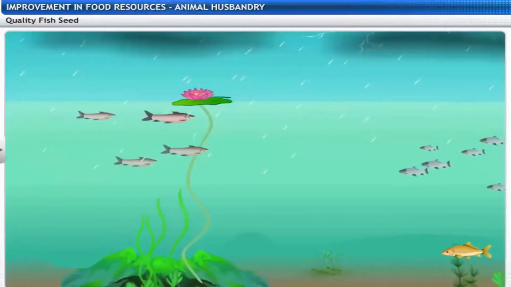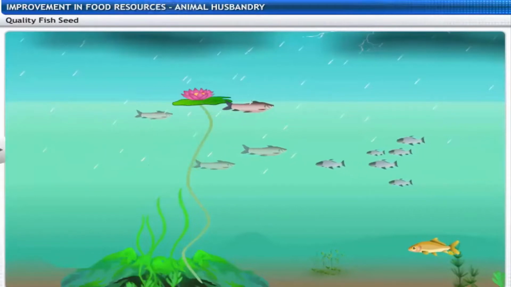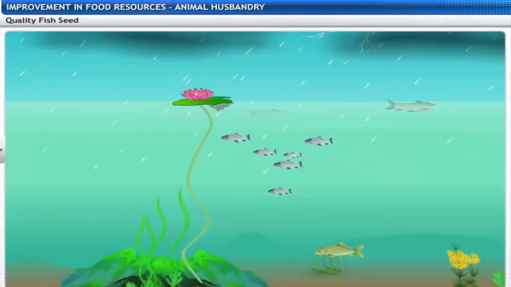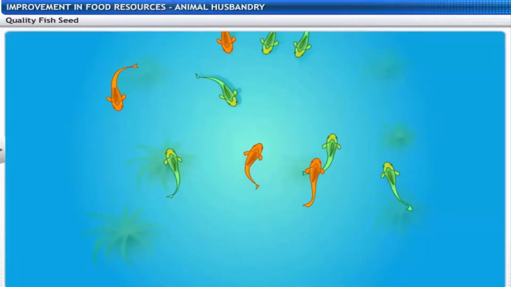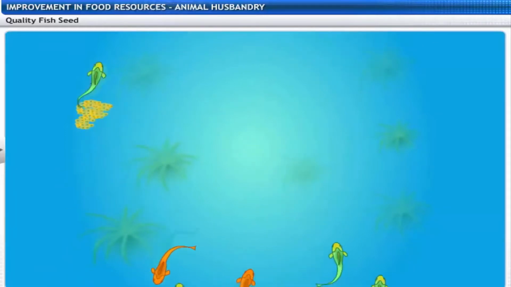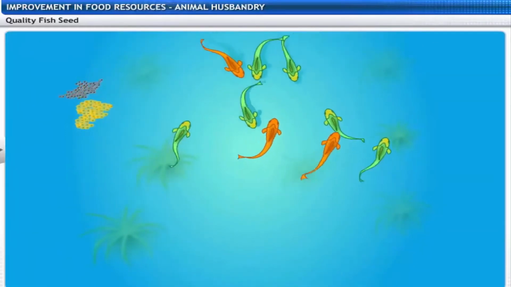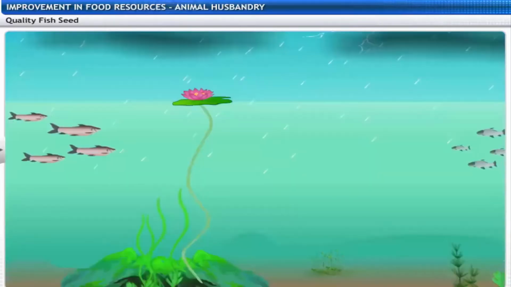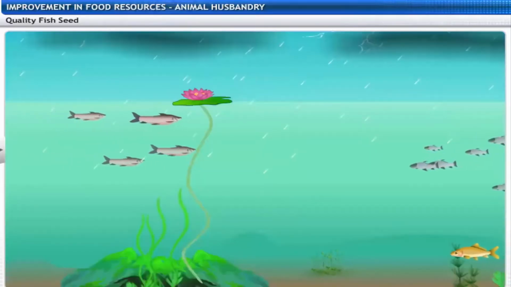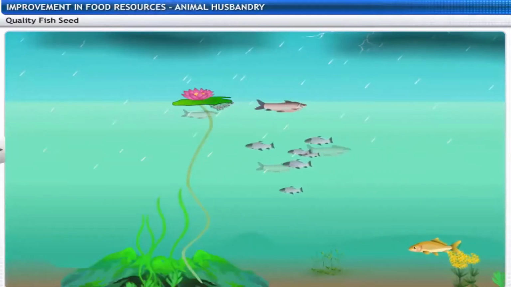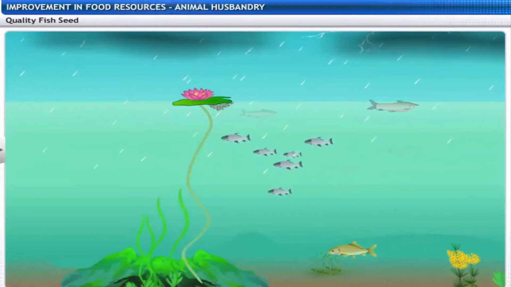However, one problem with such composite fish culture is that many of these fish breed only during the monsoons. Even if fish seed is collected from the natural habitat of a particular fish, it may be mixed with the eggs of other species of fish. So, a major problem in fish farming is the lack of availability of good quality seed or eggs.